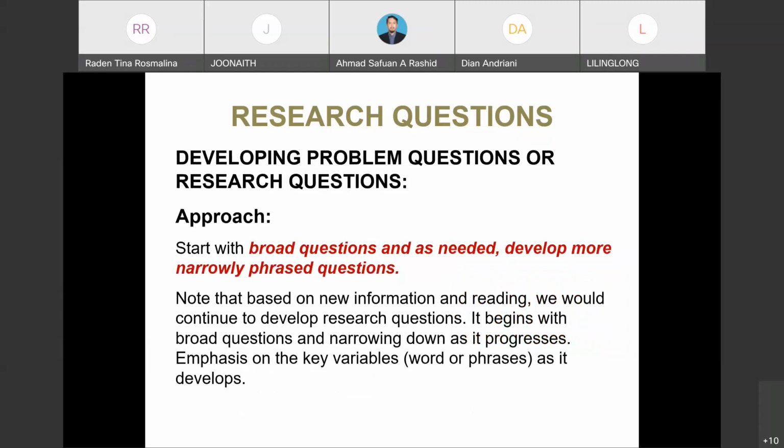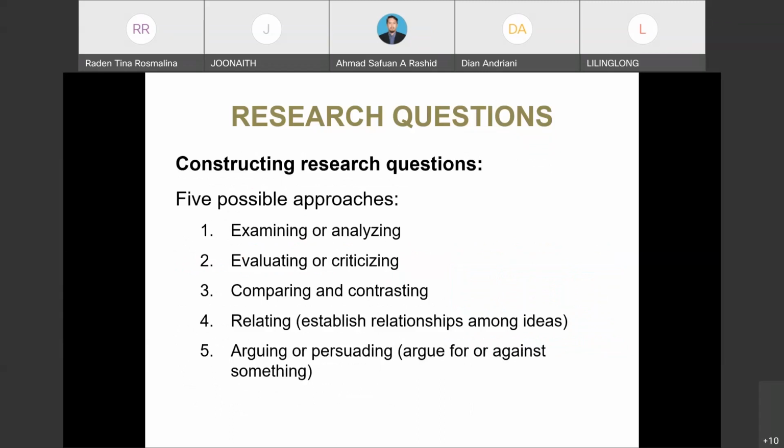Developing a research question or research problem: the approach is to start with a broad question and, as needed, develop more narrowly phrased questions. That is a good practice. Constructing a research question, there are five possible approaches: examining or analyzing, evaluating or criticizing, comparing and contrasting, relating and establishing among others, and arguing or proceeding, arguing for or against something.